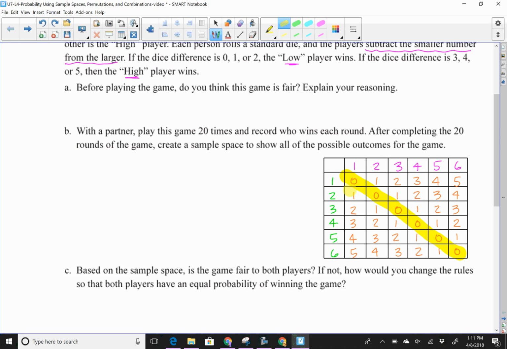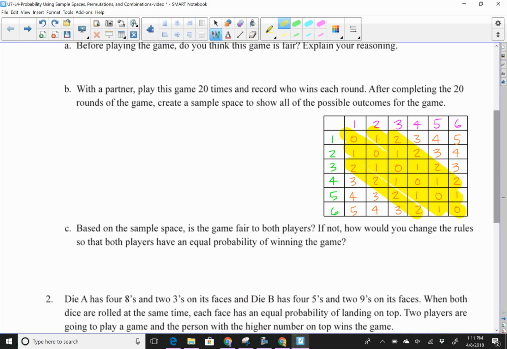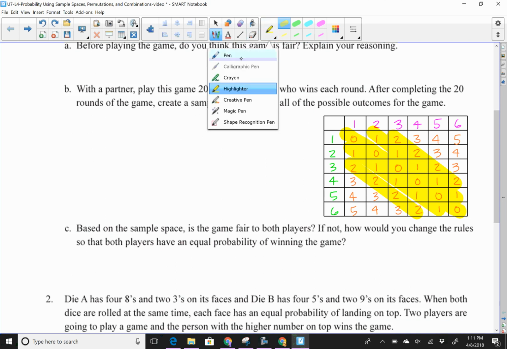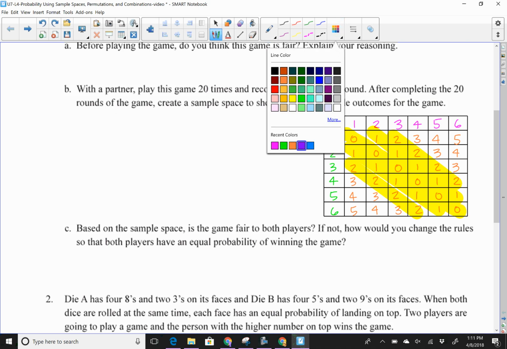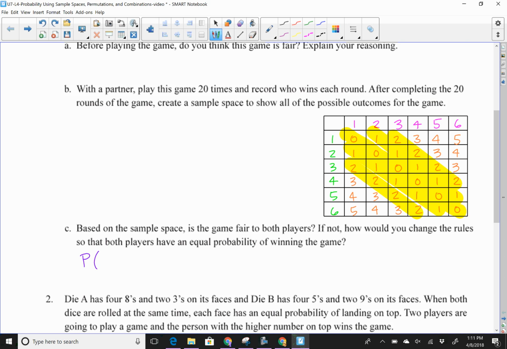Low wins if you get a 0, a 1, these are 1s, and a 2. So those are all the possibilities, all the times that the low player would win. So if we put that down and figured out the probability, if you are the low player, the probability of you winning is how many of those are there? In that, there are 24 out of 36.